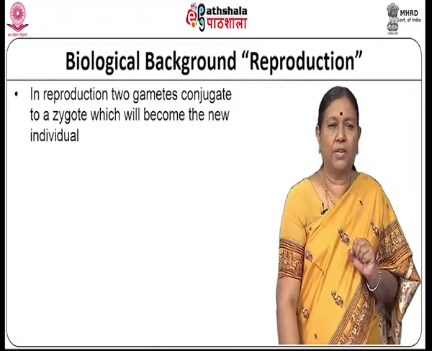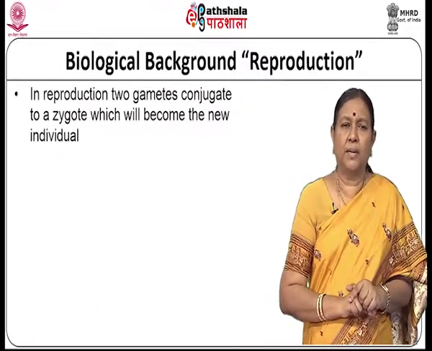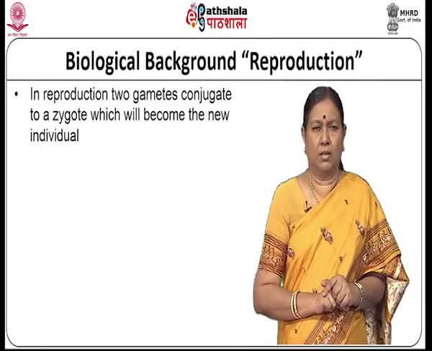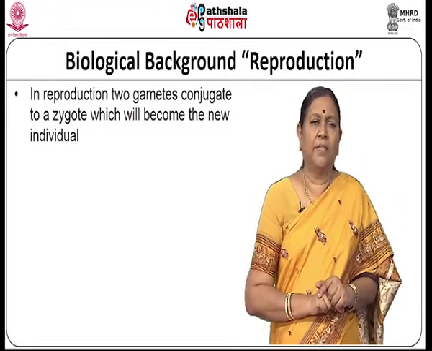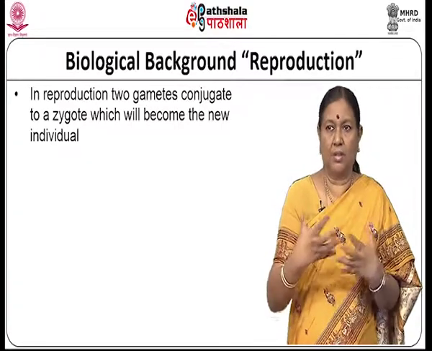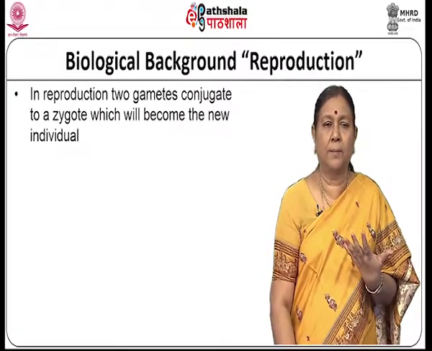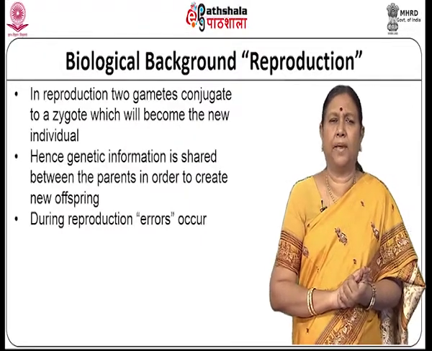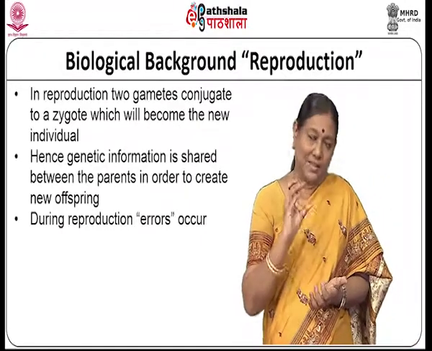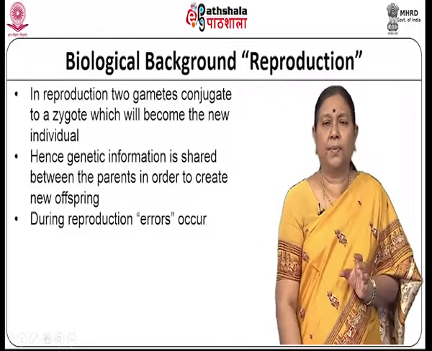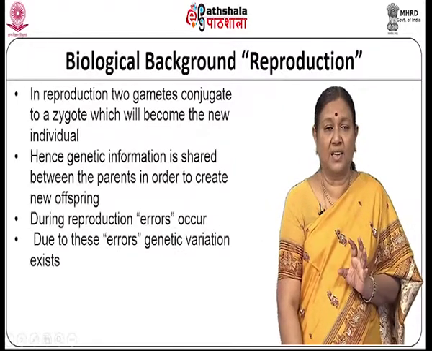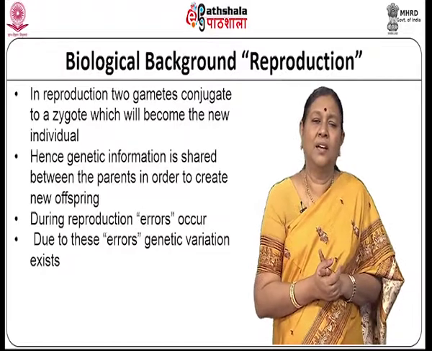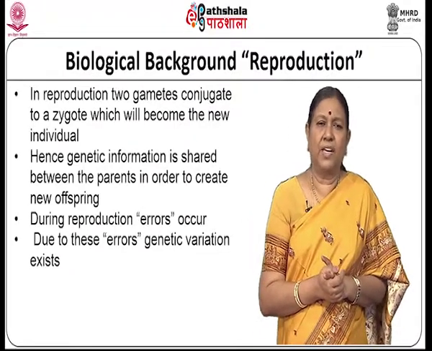So, let us go back to reproduction. In reproduction, two gametes conjugate into a zygote, which will become the new individual. This is how genetic reproduction occurs, and hence genetic information is shared between the parents in order to create a new offspring. This is the basis that we are going to use. During reproduction, errors can occur. What do you mean by error? We will come to that. And due to these errors, genetic variation exists.